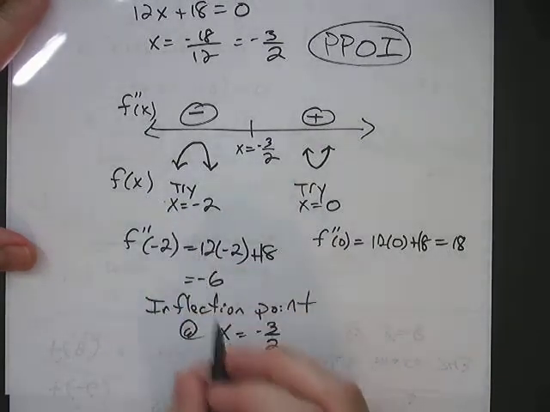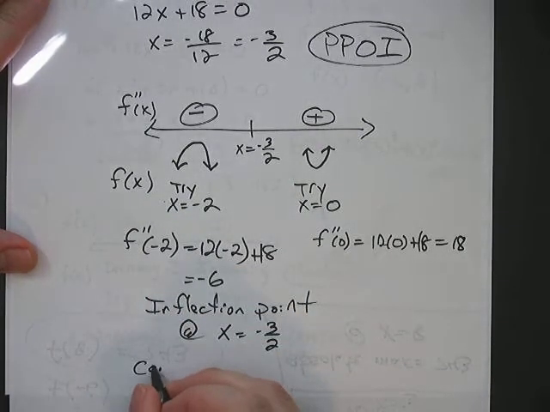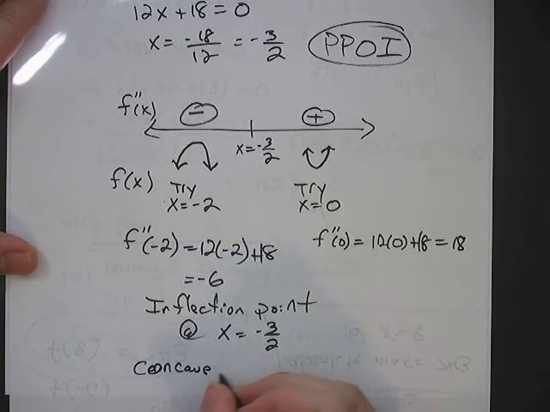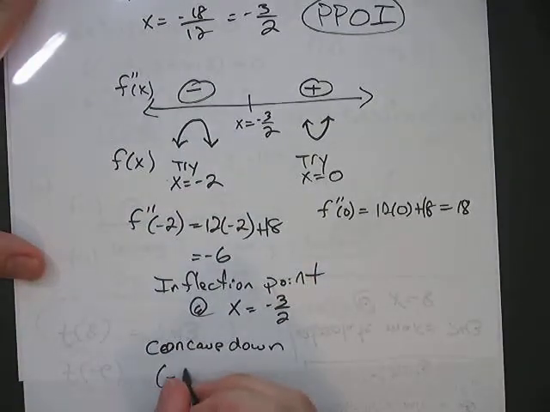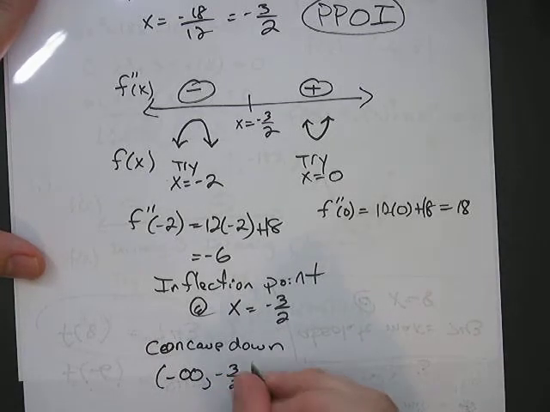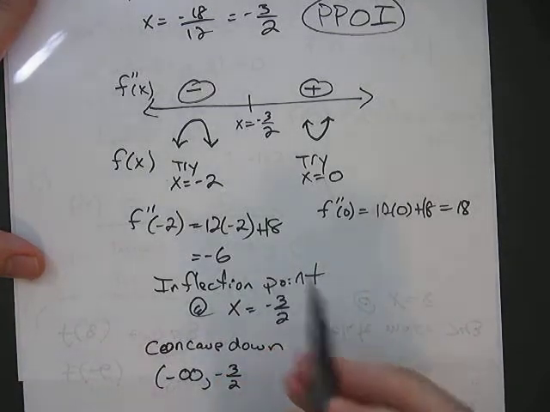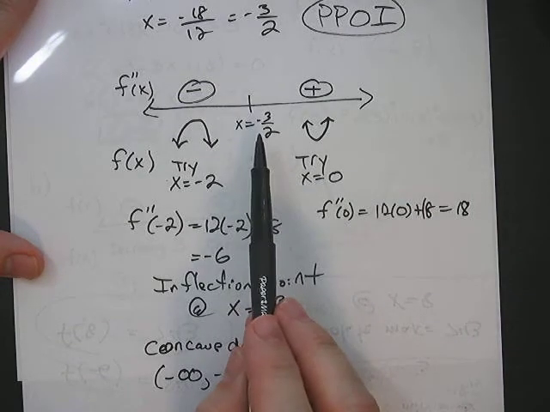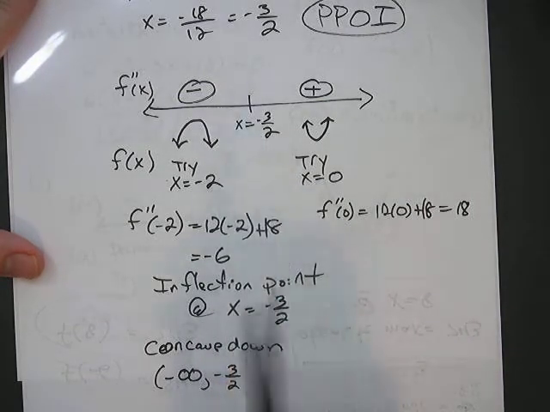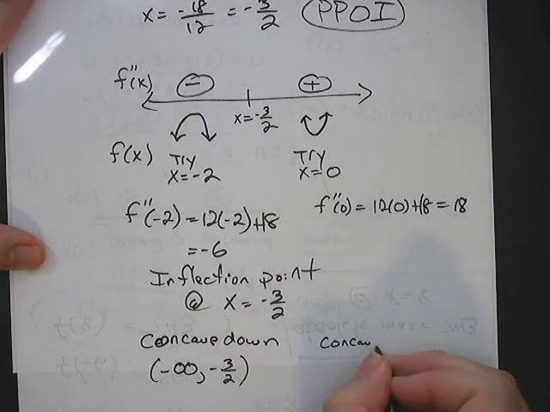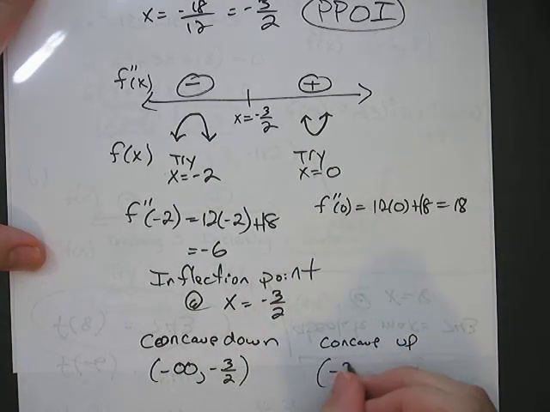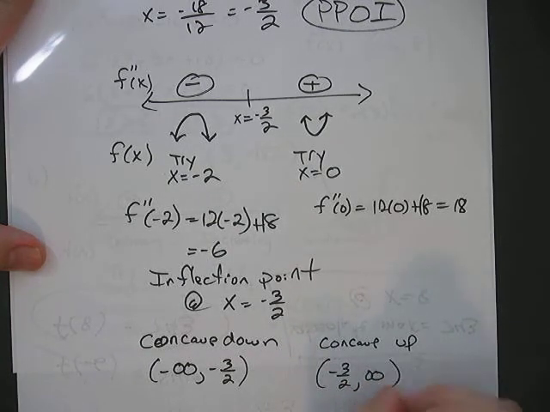And for concavity, we've got concave down on the interval. Well, let's see. We go from negative infinity to negative 3 over 2. Do I include that with a bracket, or do I do a parentheses? Well, it's neither concave up or concave down right there at that point. That's where it changes concavity, so you can't include it. And then concave up on the interval negative 3 over 2 to infinity. And that's it.